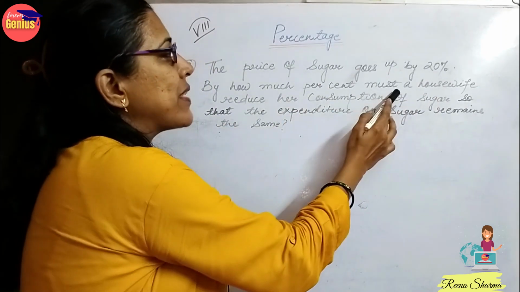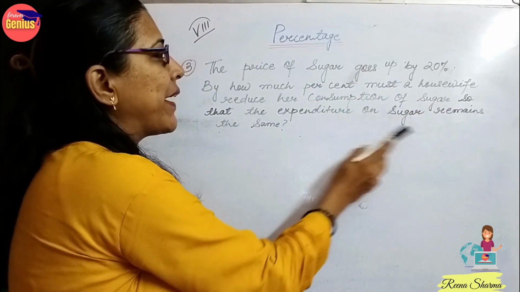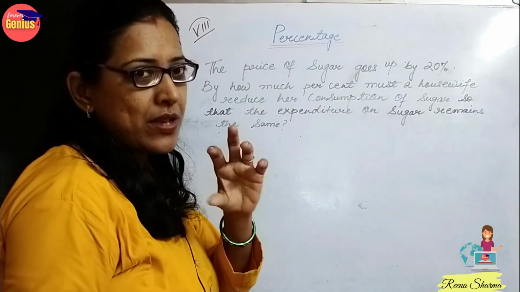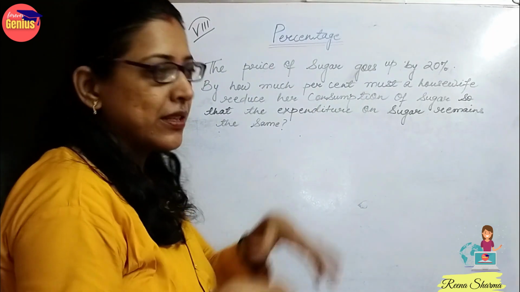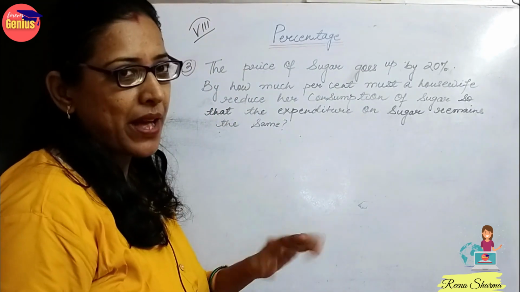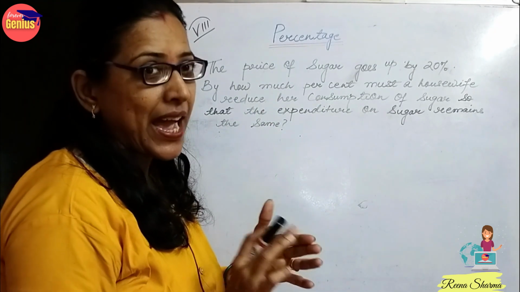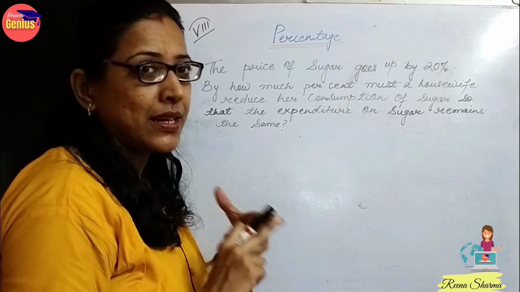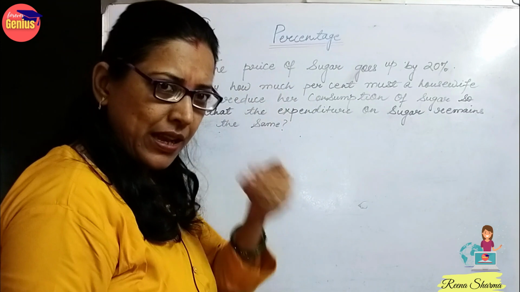By how much percent must a housewife reduce her consumption of sugar so that the expenditure on sugar remains the same? It means, suppose I am spending 50 rupees from my monthly expenditure list on sugar. When I went to the shop, I noticed that the cost of the sugar has increased, but I have a fixed amount. I do not want to exceed my monthly limit. So what to do in that type of case?